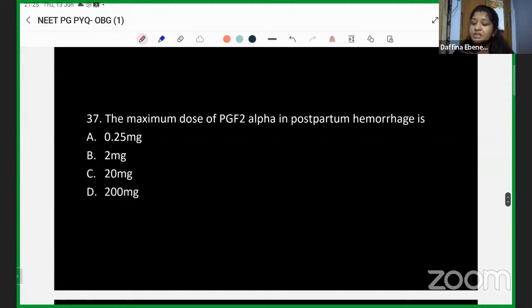The maximum dose of PGF2 alpha in postpartum hemorrhage is 0.25 mg, 2 mg, 20 mg, 200 mg. This is a very confusing question. Looking at PGF2 alpha, all of us will go and mark 0.25 mg as the answer. But what's the question? Maximum dose. Why do we use PGF2 alpha in postpartum hemorrhage? It acts on the PGF receptors of the myometrium, and it's going to promote uterine contractility. The PGF2 alpha analogue is carboprost.